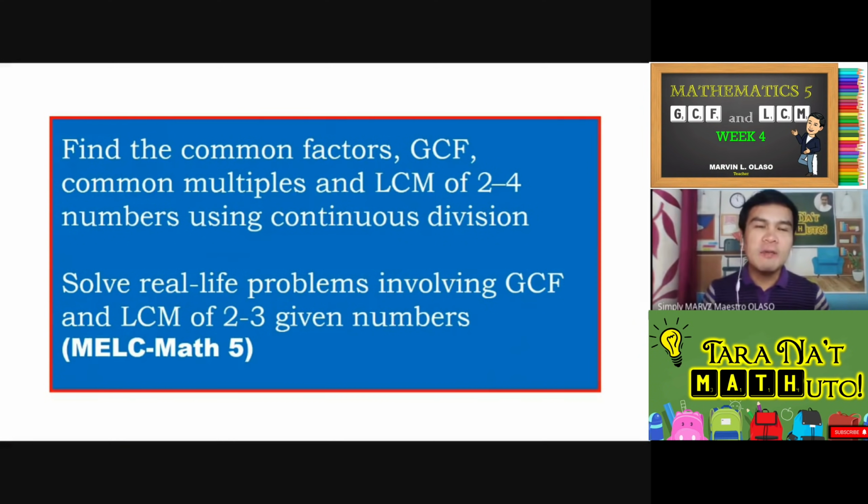Ang ating week 4, meron tayong dalawang competencies na ating susundin. The first one, find the common factors or the GCF or the greatest common factor, common multiples, and the LCM or the least common multiple of 2 to 4 numbers using the continuous division method. So yun po ang ating gagamitin. The second one is to solve real-life problems involving the GCF and the LCM of 2 to 3 given numbers. So i-apply natin yung ating natutunan sa isang real-life problems.